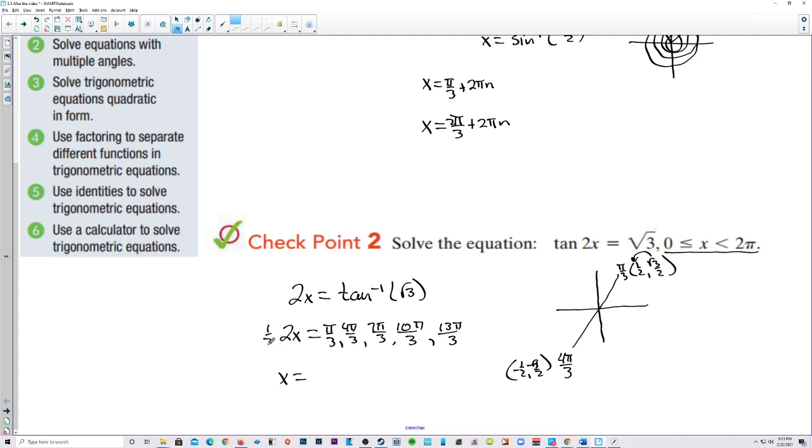And now we're going to list all of them that are less than 2 pi. And we're going to multiply both sides by 1/2. So we're going to multiply all these by 1/2. We get pi over 6. 4 pi over 6, that can be reduced. 7 pi over 6, that's still less than 2 pi. 10 pi over 6 and 13 pi over 6. That one is slightly over 2 pi. So we've gone too far with that one. So we have pi over 6, 2 pi over 3, 7 pi over 6, and 5 pi over 3.